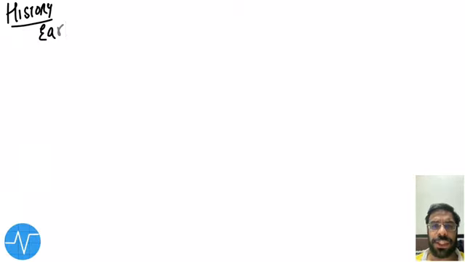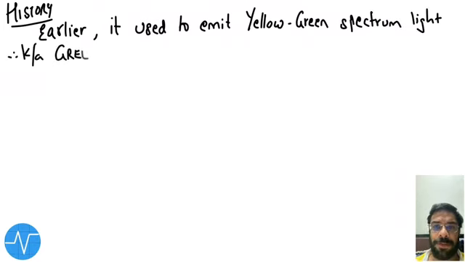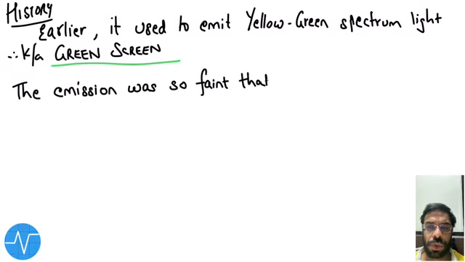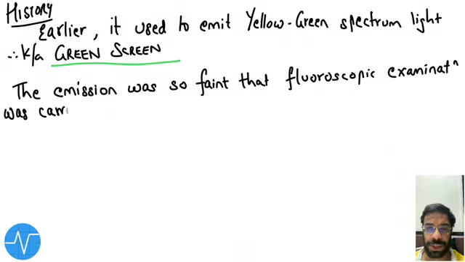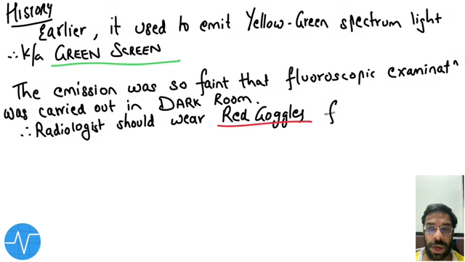Let's start with the history of fluoroscopy. Earlier, the fluoroscopy used to emit yellow-green spectrum of light, therefore known as green stream. The emission was so faint that fluoroscopic examination was carried out in a dark room. Therefore, radiologists should wear red goggles.